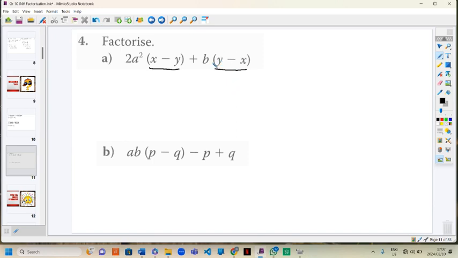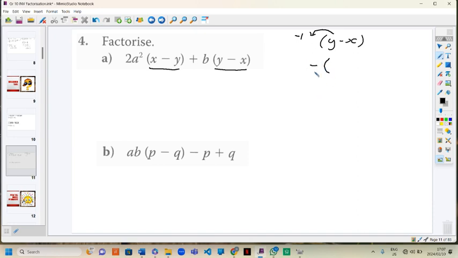I have to change one of these brackets. I'm going to choose to change this one. Now, how am I going to change this bracket to make it look exactly the same as this one? I need to take something out here. So let's rewrite this. If I take out a negative 1, let's take out a common factor of a negative 1. Now open up this bracket.